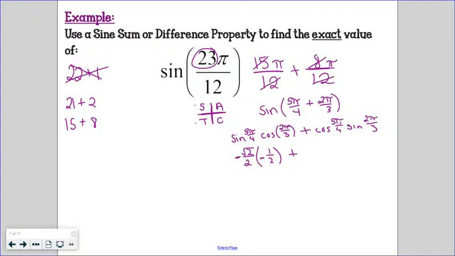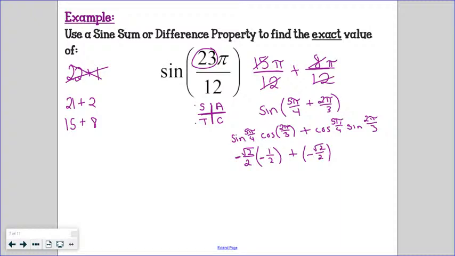Next one, cosine of 5 pi over 4. Again, puts us back into quadrant 3 for that 5 pi over 4. Cosine is negative in quadrant 3. And pi over 4 is my reference angle. Cosine of pi over 4 is square root of 2 over 2.